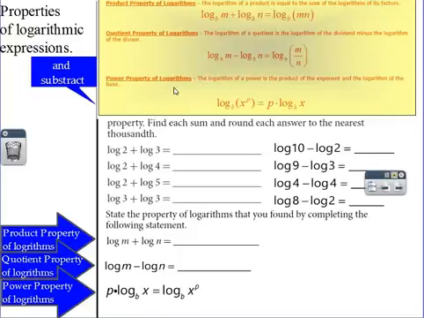Okay, so this gives us a way to simplify logarithmic expressions by being able to take two logarithms that are being added and write that as one logarithm, or taking two logarithms that are being subtracted and writing those as one logarithm, where we divide the m and the n, and also being able to take an exponent and write it out in front of a logarithmic statement.